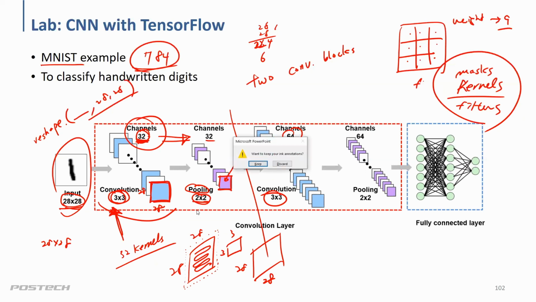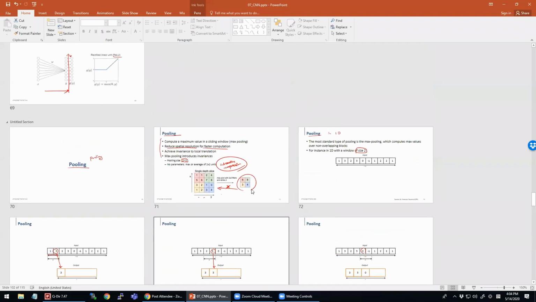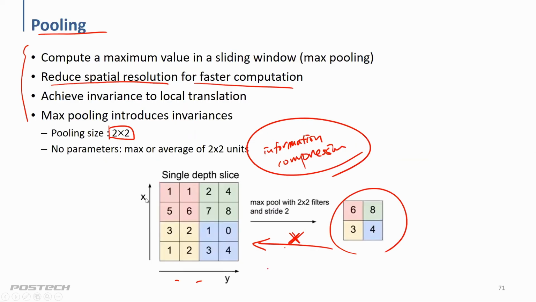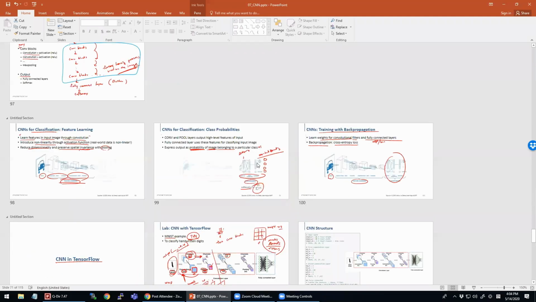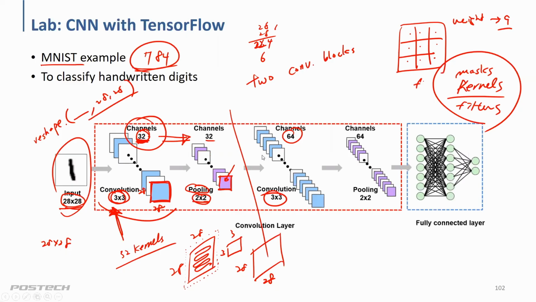For that one, let me go back to answer that question. Just think about this. It was 4x4, and we do 2x2 max pooling. So if this is 28 by 28, and 2x2 pooling, what's going to be the size? What do you think? It's going to be 14 by 14, right? So now here it's 14 by 14.